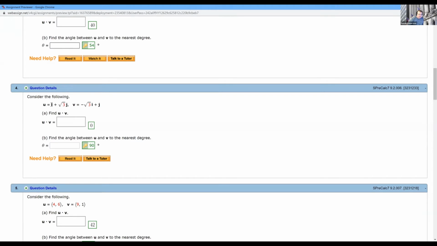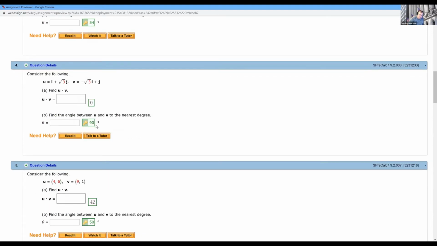So basically, isn't that 1 comma square root of 3? And isn't this negative square root of 3 comma 1? And they've told me that the dot product is 0. I do not need to do working if the dot product is 0. Don't I already know that the angle will be 90 degrees? That's a very special case. If the dot product is 0, the angle will always be 90 degrees, provided none of these are 0 vectors.